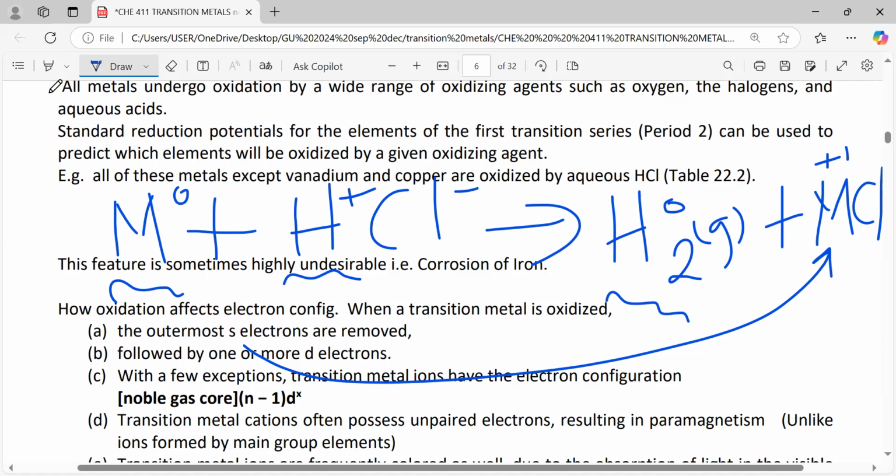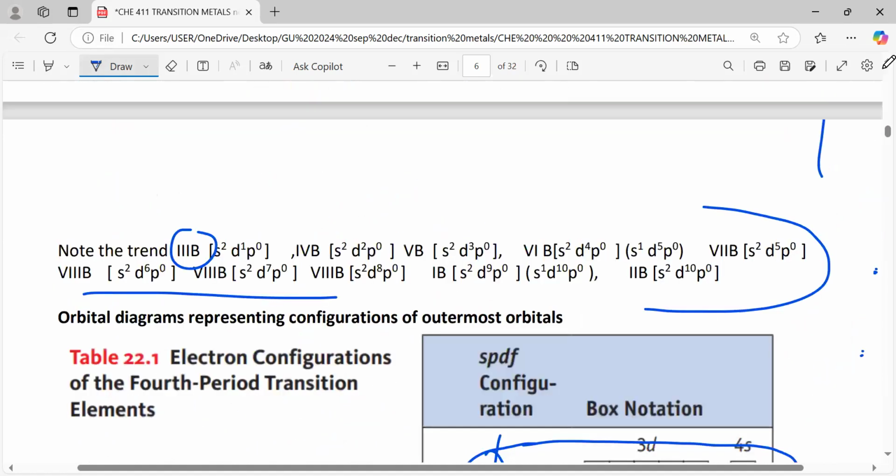We don't want iron to corrode easily, but of course, chemists have learned how to prepare steel, which is stainless or non-corroding. How oxidation affects electron configuration. When a transition metal is oxidized, the outermost electrons are removed or lost. That is the 4s. The s electrons are removed. So the s electrons are the first ones to be lost. So for example, it's very straightforward. Let's use just an example that is already here.